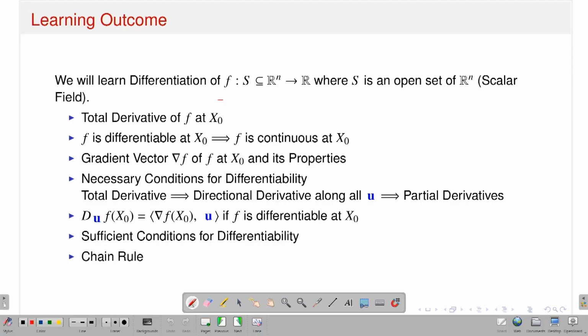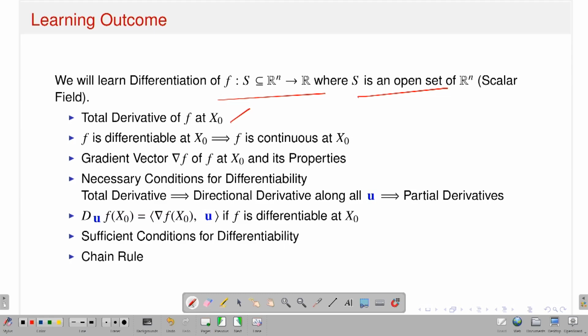It says that if I have a function f from a subset S of Rn to R, where S is an open set, then I will give the notion of total derivative. As I said, I want to see the changes at my point x naught with some small perturbations in a neighborhood of x naught, not in one direction. What is the notion of total derivative?